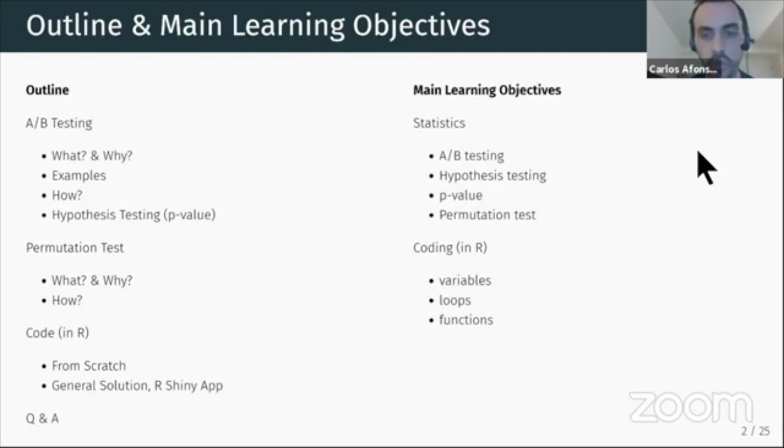But in coding, we'll see how to use variables in R, how to use loops, and how to use functions in R at the final coding session at the end of the workshop. Okay, so that's the outline for today, and those are the main learning goals for today.